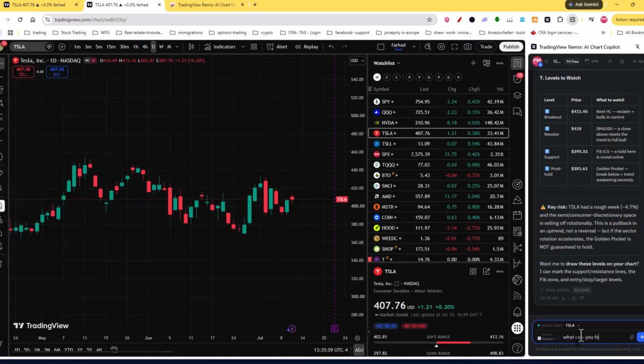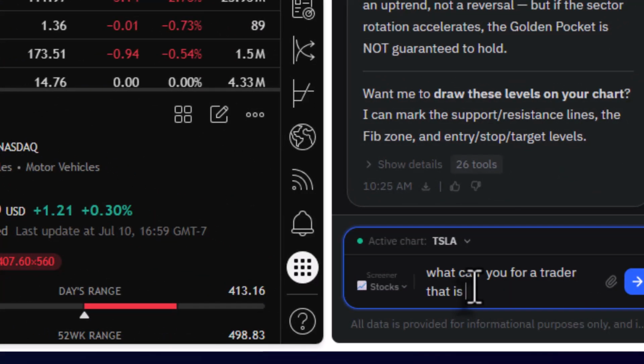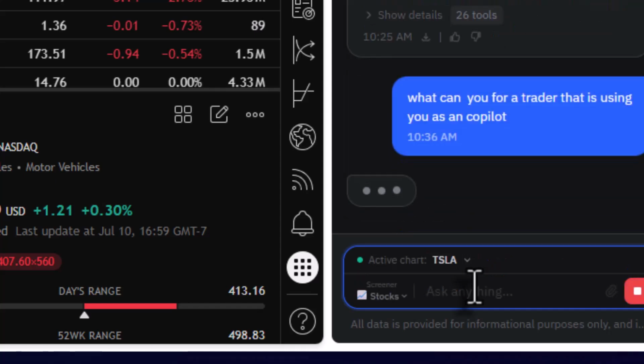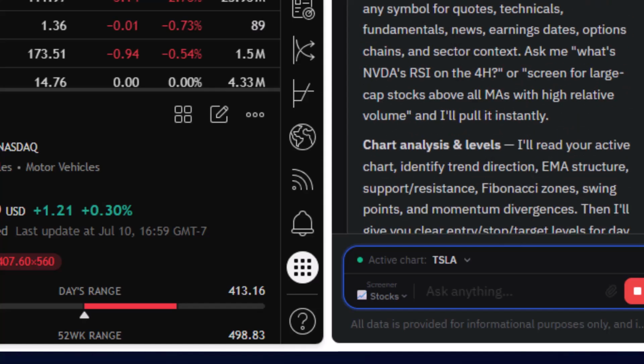What can you do for a trader that is using you as a copilot? Let's see what it does. So we're asking, what can you do, right? That's where we start. I notice it takes some time, especially when analyzing. It tells you everything. Here is what we can do.